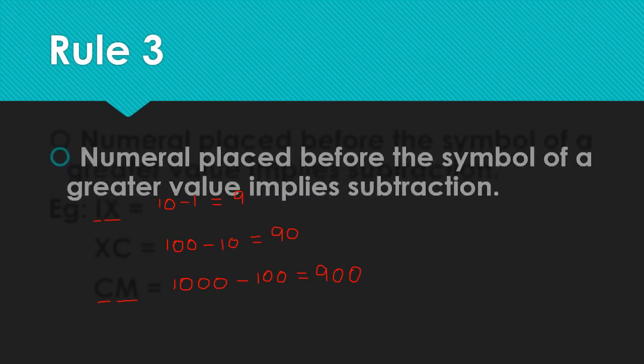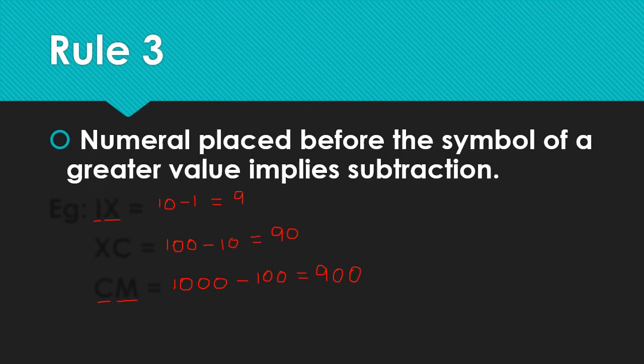Next, rule 3: A numeral placed before the symbol of a greater value implies subtraction. So what do you understand from this? Smaller value before greater value, you have to subtract. See, I is the symbol that stands for 1. Then X is the symbol that stands for 10. So when you have a smaller value with a greater value, you have to subtract. So now how will you subtract? 10 minus 1, which is equal to 9.